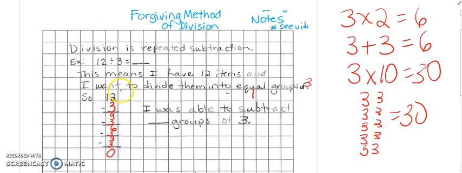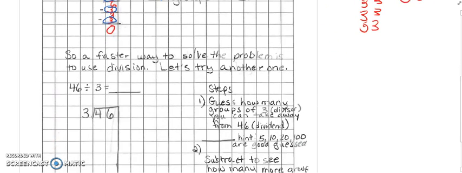So how many groups of 3 was I able to take out? There's 1, 2, 3. I took out 4 groups of 3. So 12 divided by 3 equals 4. And since division is the opposite of multiplication, I know that 4 times 3 equals 12, so I got that problem correct. But that's a lot. Who wants to subtract when we have larger numbers? So what we're going to do is something faster, which is division.